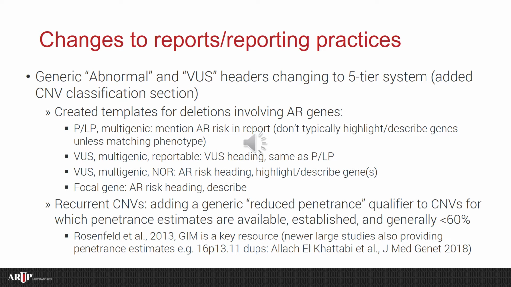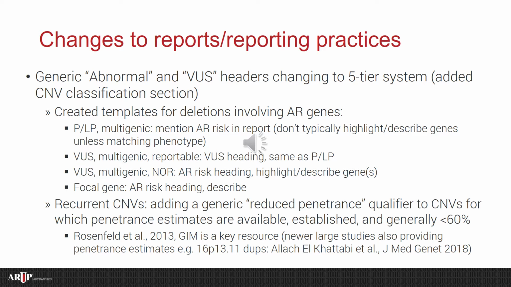So for deletions involving recessive disease genes, we've created different report templates based on classification and the presence of other genes. For example, for pathogenic and likely pathogenic deletions that are disease-causing in a dominant manner but also happen to contain recessive genes, we mention this risk is also conferred in the interpretive section of the report, but don't typically highlight or describe individual genes unless there's a phenotypic match we feel compelled to mention. Same goes for VUS that are both multigenic and reportable regardless of whether they happen to contain a recessive gene. Here we use a VUS heading and mention AR genes are also in the deleted interval.